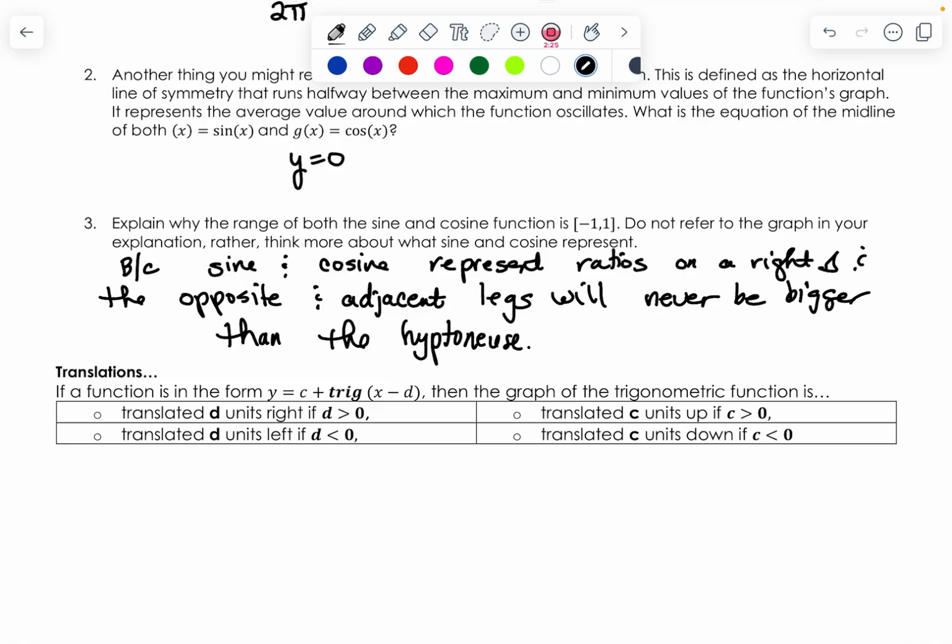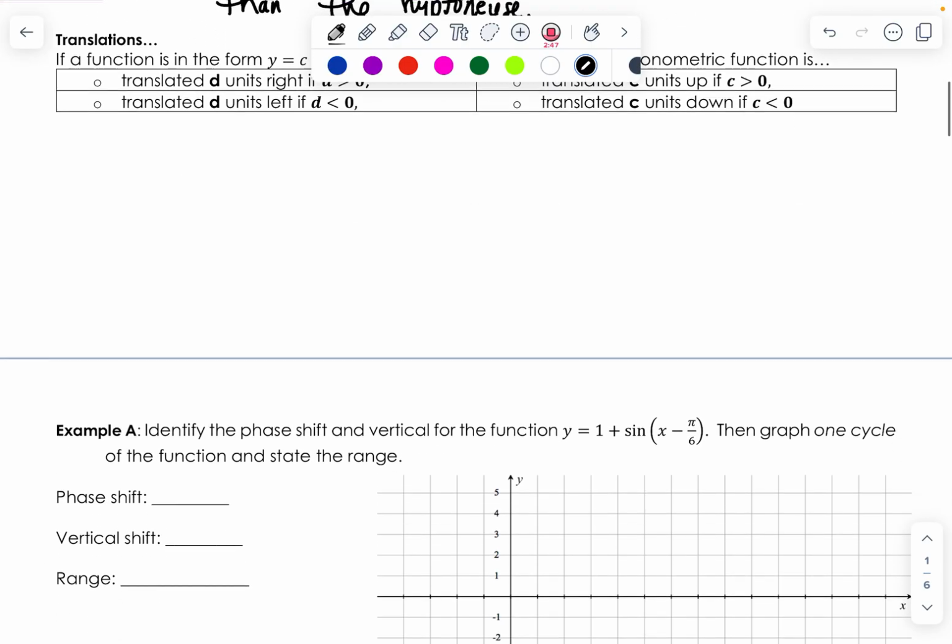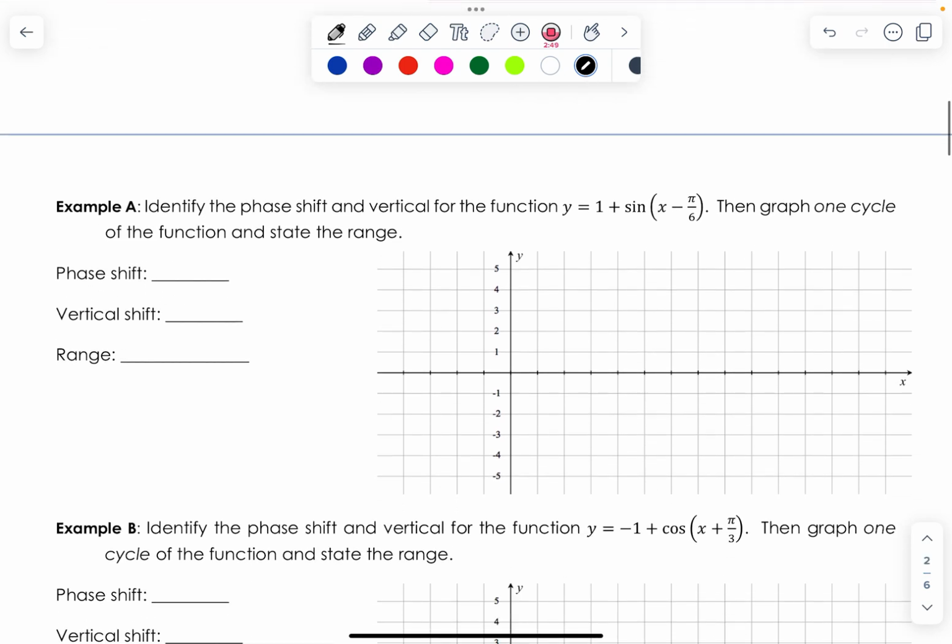Okay, so let's just do a quick refresher from Algebra 2. Remember a trig function of the form y equals c plus whatever your trig function is, sine, cosine, tangent, of x minus d. Then the d value moves the function left or right, and the c value moves the graph up or down. So let's look at example A.